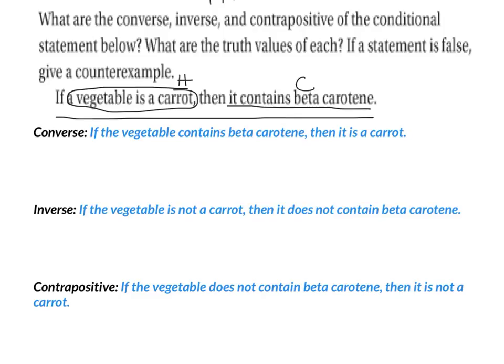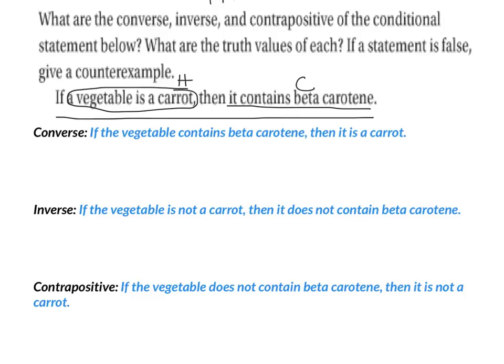So the converse is the same as the conditional, except I'm going to switch my conclusion and my hypothesis. So if the vegetable contains beta-carotene, then it is a carrot. I simply switch these two. These two right here, they're going to switch spots. The inverse is the negation of the conditional. So it's going to be the same as the conditional, except it's going to have the word not in it. So if the vegetable is not a carrot, then it does not contain beta-carotene.